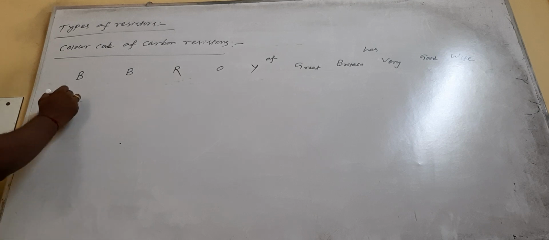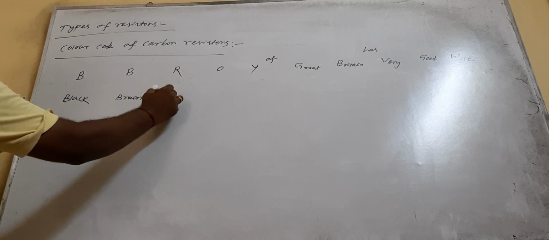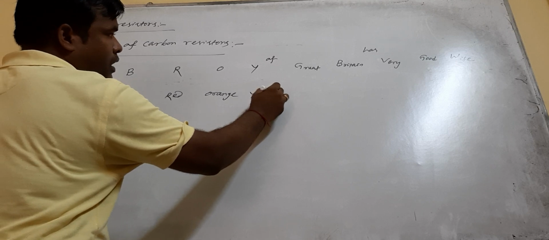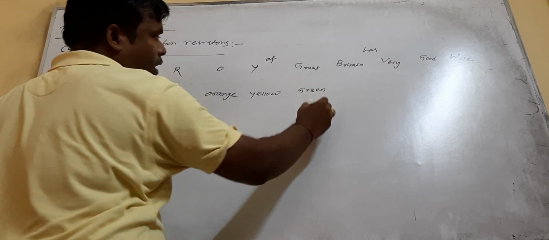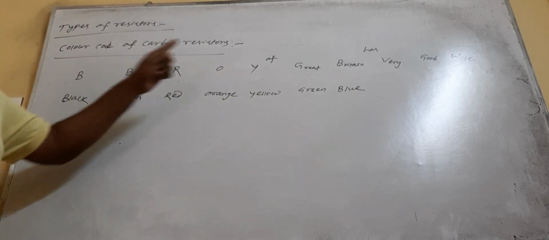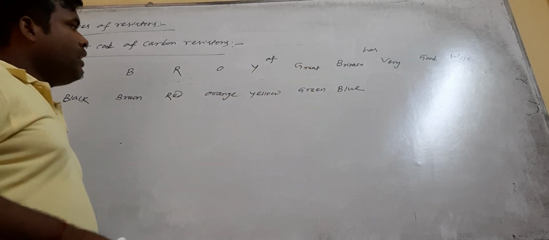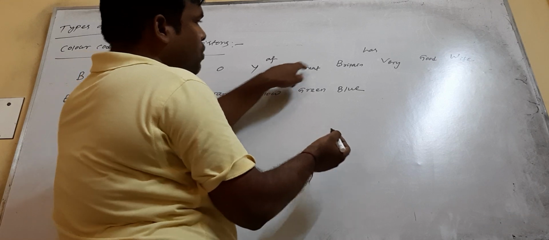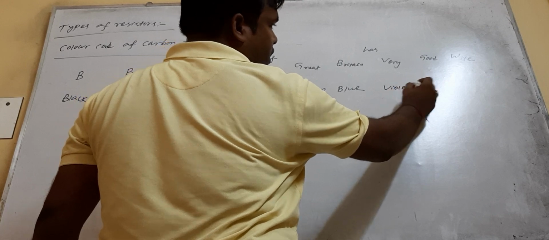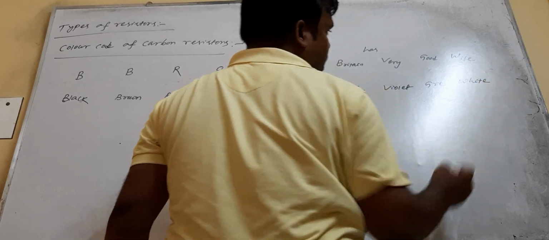B for black, this B is brown, this R is red, orange, yellow, green, and this B is blue. You remember there are three B's: first one is black, then brown, then blue. You have two G's: one is green, then gray. V for violet, then gray, then white.